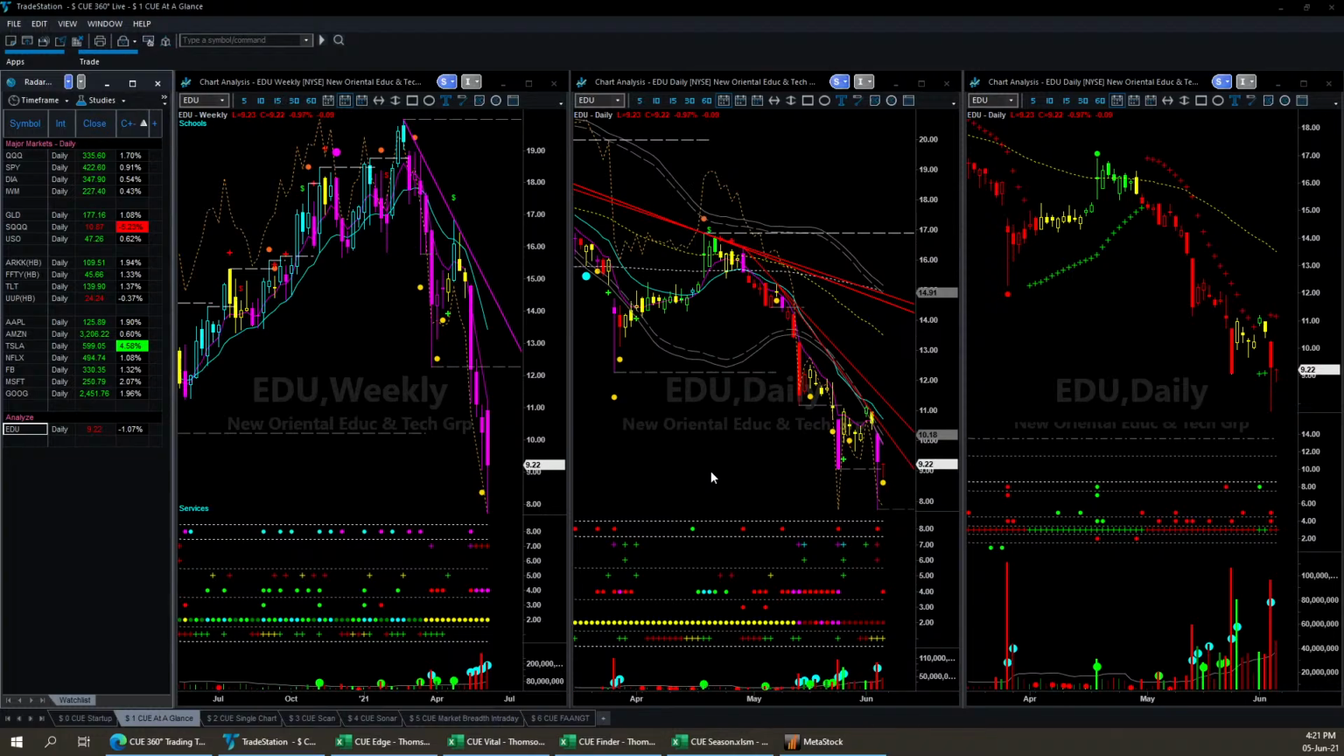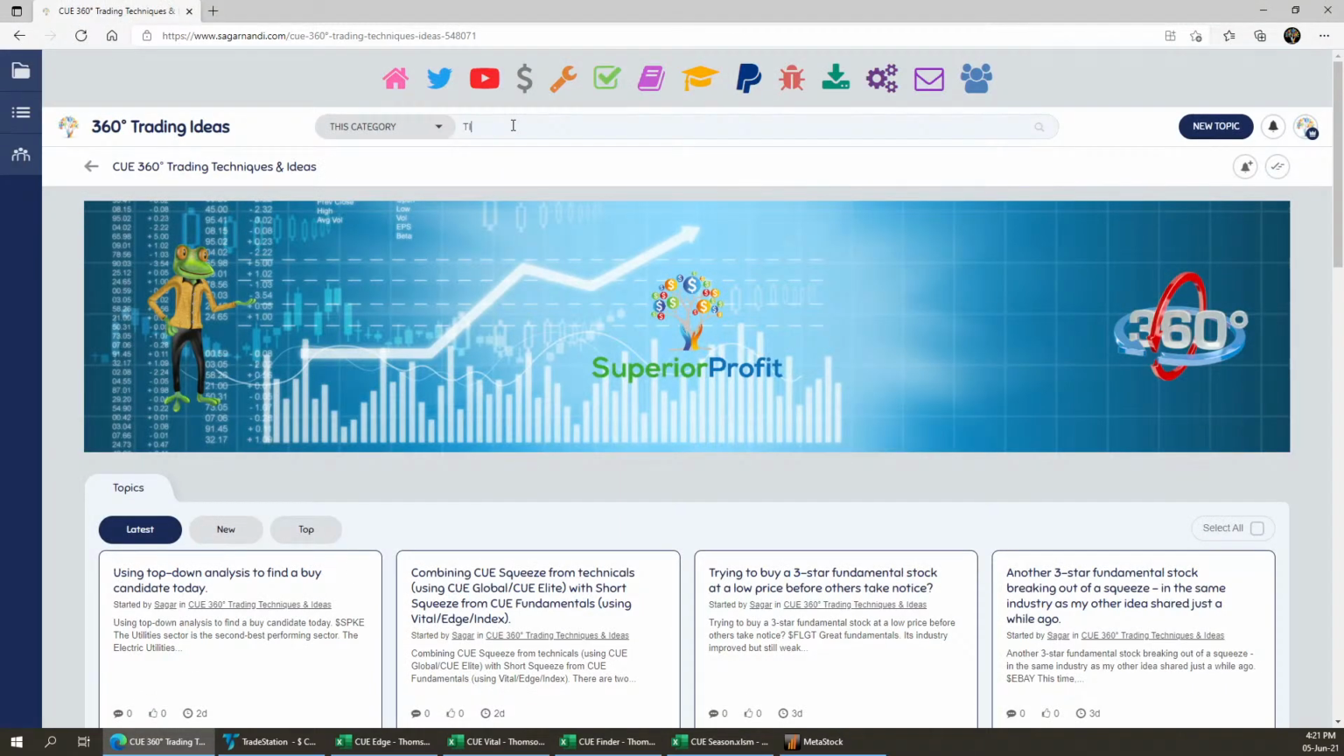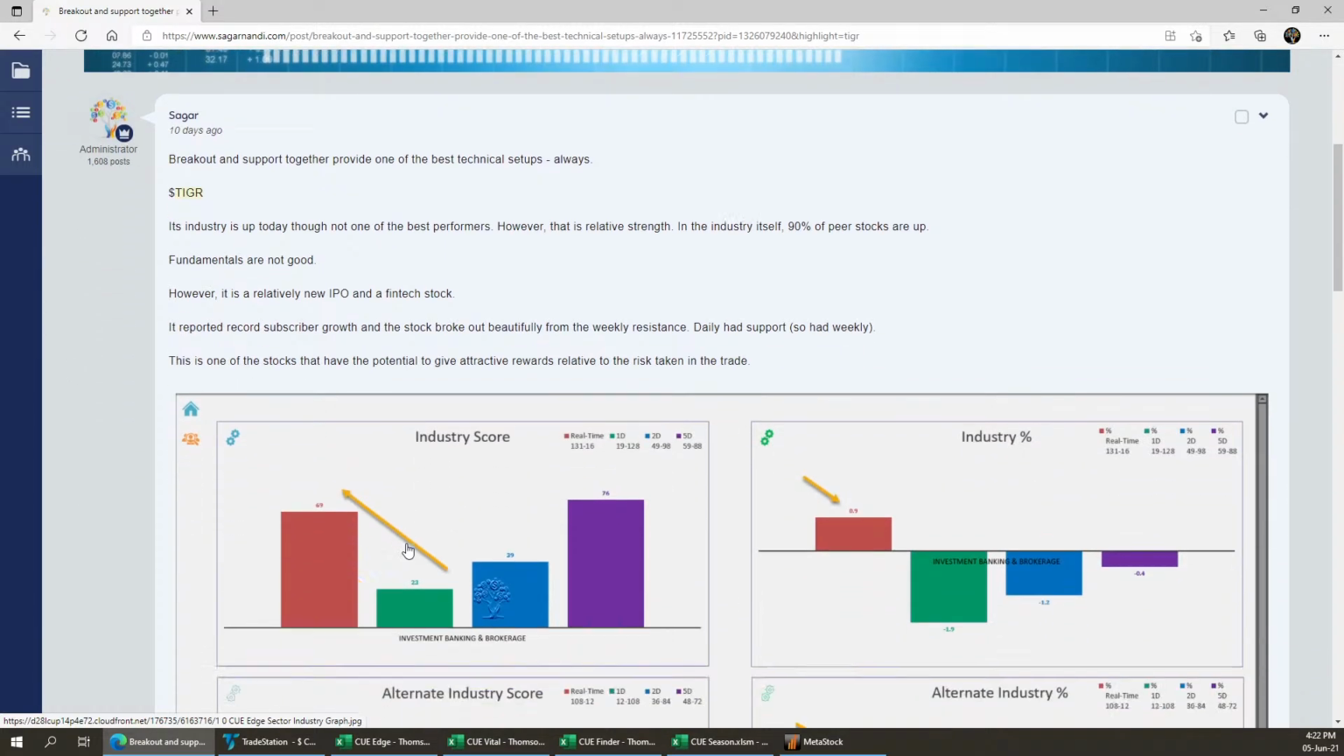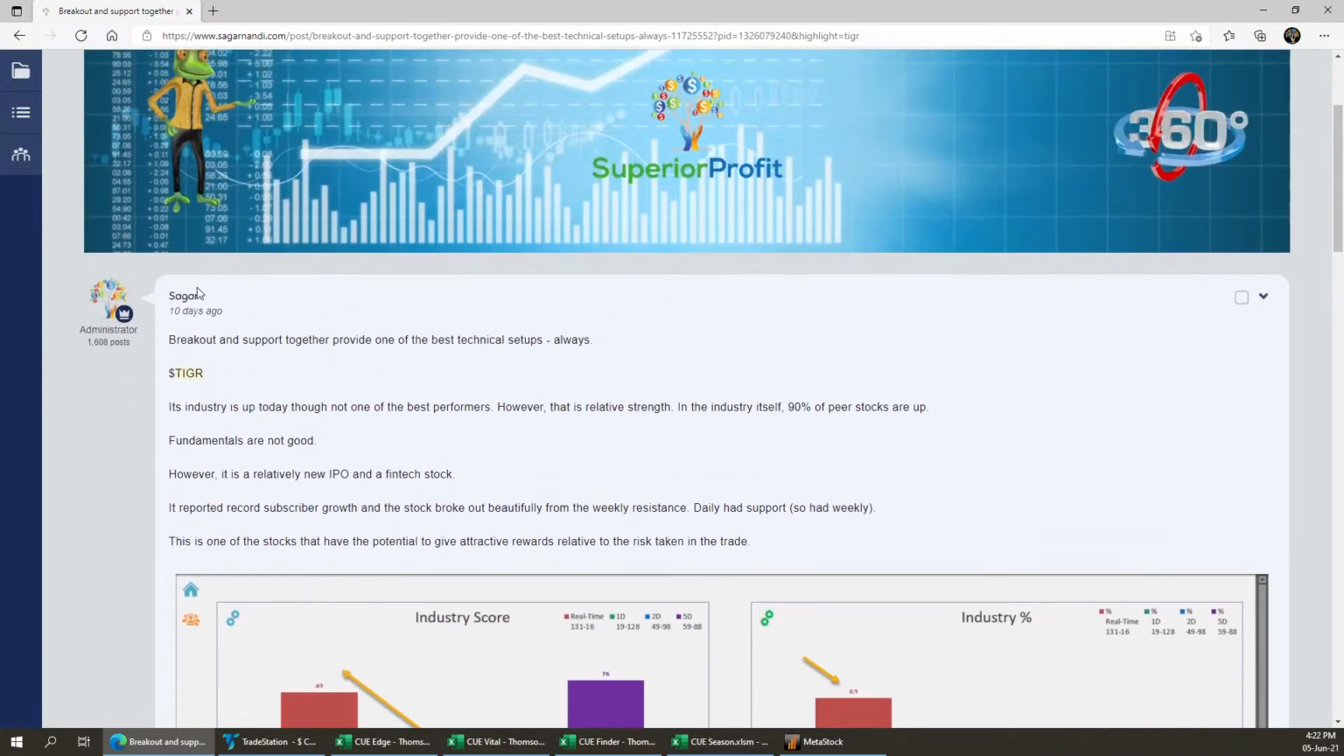Now there is one stock that I don't remember if I shared. Let's check it out. TIGR. Is it TIGR? Let's see. Yes, TIGR. I shared it 10 days ago and I took a long position at that time. Some of my trades I share at the same time that I enter, but these are not meant as stock advice. It's just how I'm using the Q systems for educational purposes.